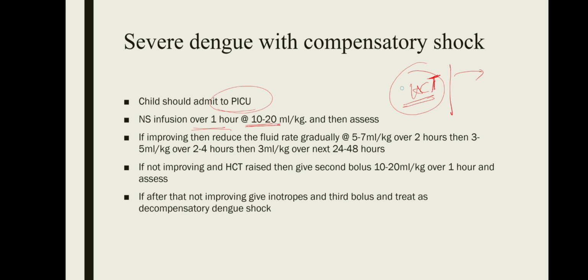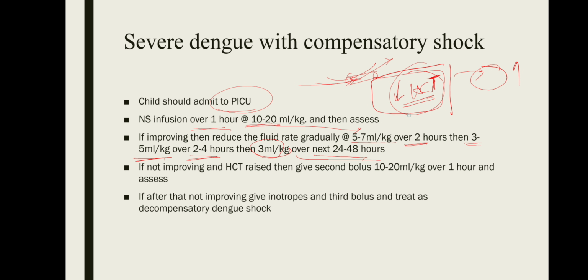So if the hematocrit is getting reduced, that means the fluid which is leaking from the blood vessels is resuscitated well with the external fluid. That means the hematocrit is decreasing and the vital parameters are improving. That means fluid resuscitation is going well, and we have to decrease the fluid rate gradually: 5 to 7 ml per kg over 2 hours, then 3 to 5 ml per kg over 2 to 4 hours, and after that 3 ml per kg per hour over the next 24 to 48 hours.